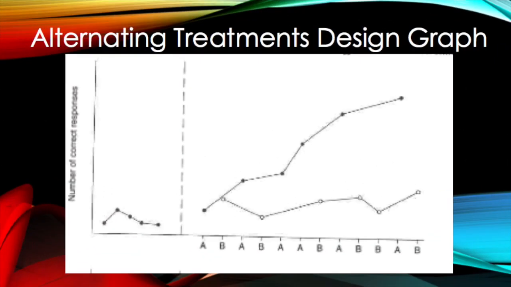In this example graph, it is clear that one intervention has a significantly greater effect on the target behavior than the other.